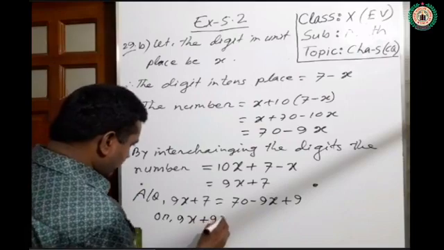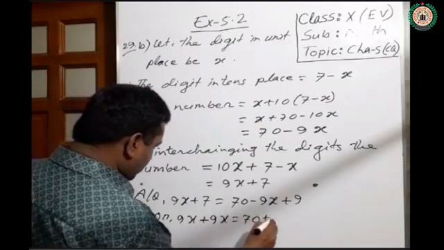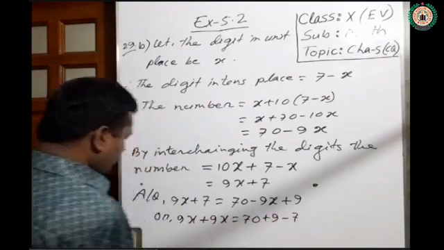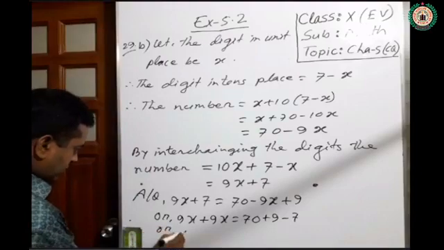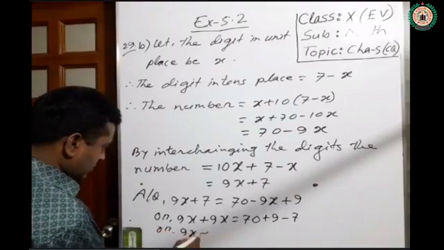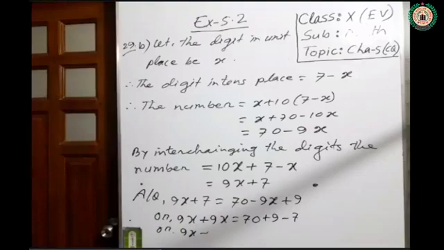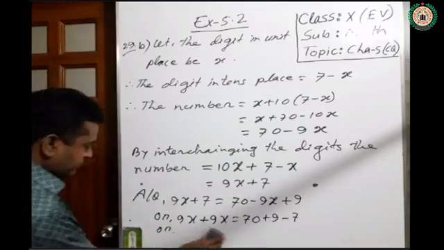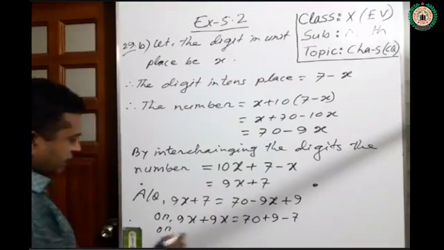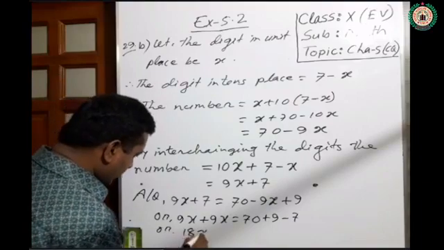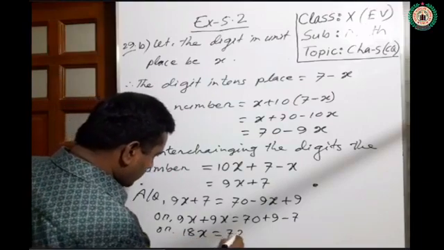9x plus 9x equals 70 plus 9 minus 7. 9x plus 9x will be 18x, equal to 72.